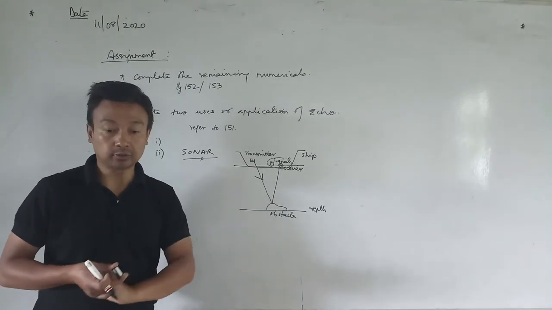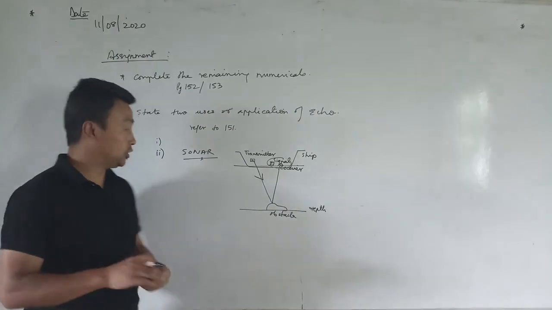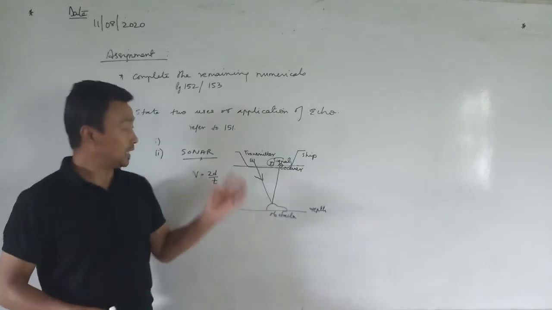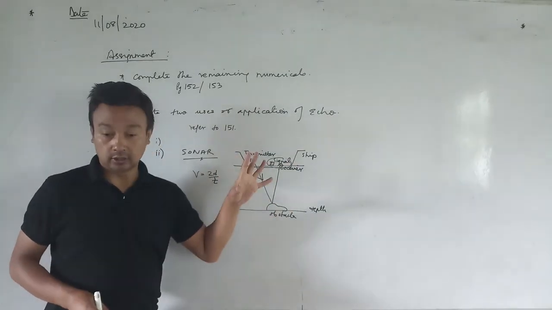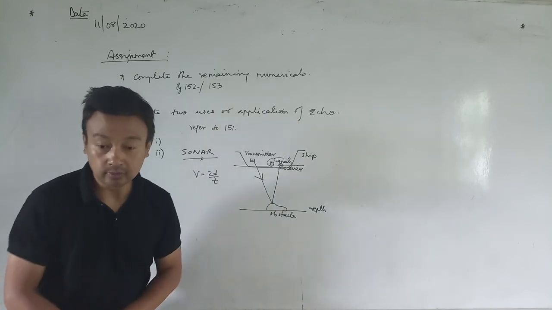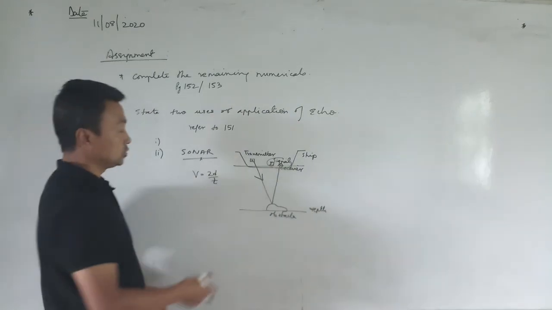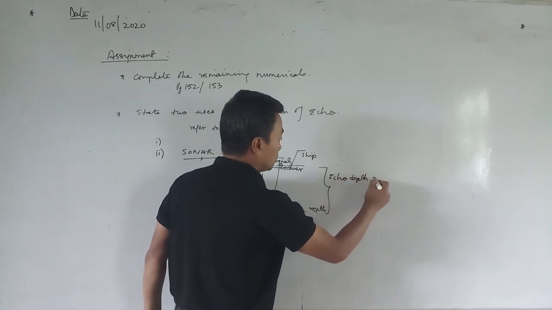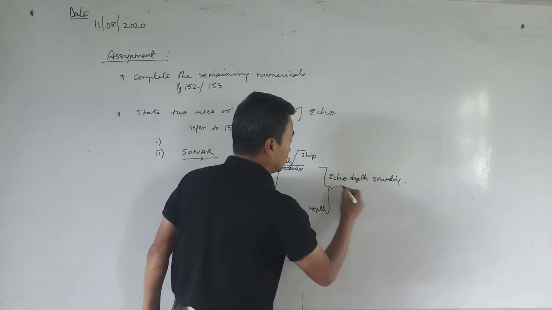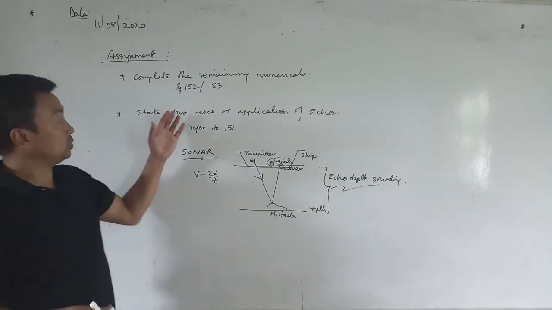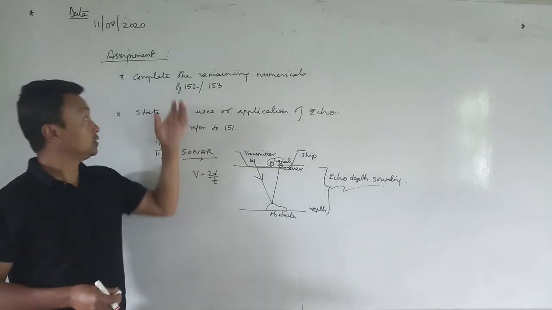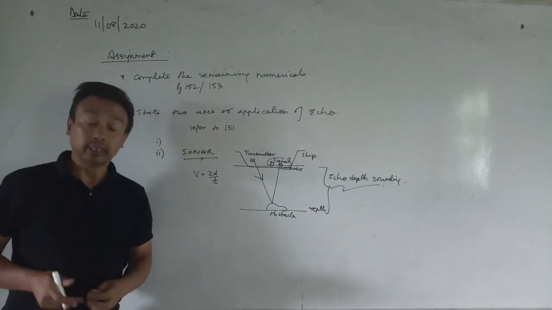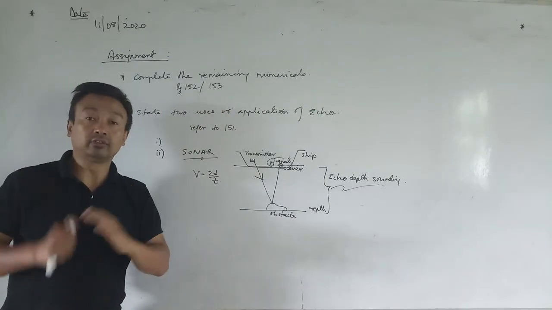We can find out the depth by using the formula of echo, which is V equals 2D by T. Likewise, this whole process is called echo depth sounding. So these are the two applications of echo. You can write it down in your textbook, and also do the numericals. So we have the next session, in that we will be discussing vibrations. Thank you.